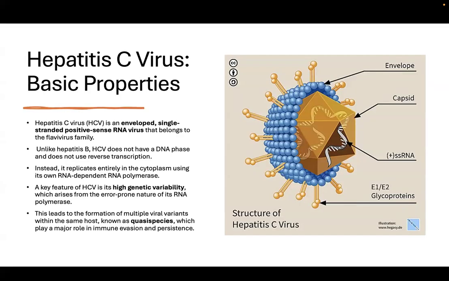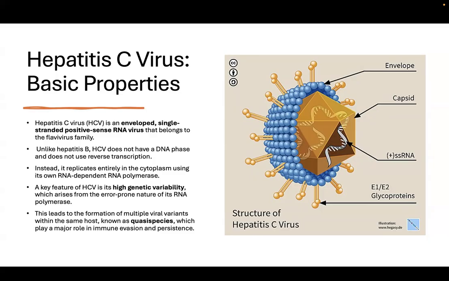So now we have the hepatitis C virus. The hepatitis C virus is an enveloped, single-stranded, positive-sense RNA virus. The thing about it, of course, is that it does not use reverse transcription. It has its own RNA-dependent RNA polymerase. And it's quite a weird virus, because it's single-stranded, positive sense. Why would it need its own RNA polymerase? I still do not really know the real reason for that.